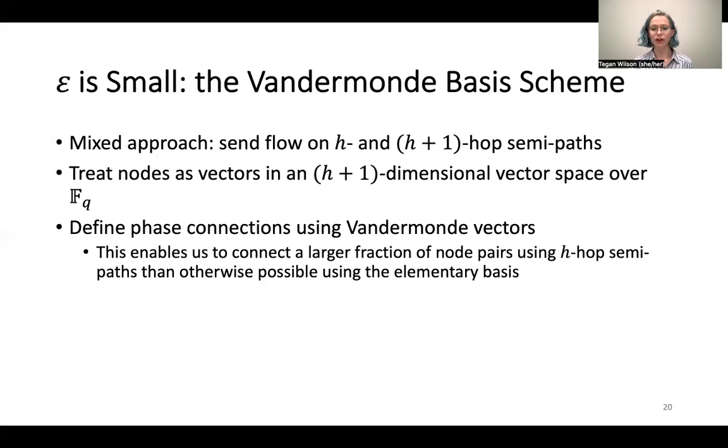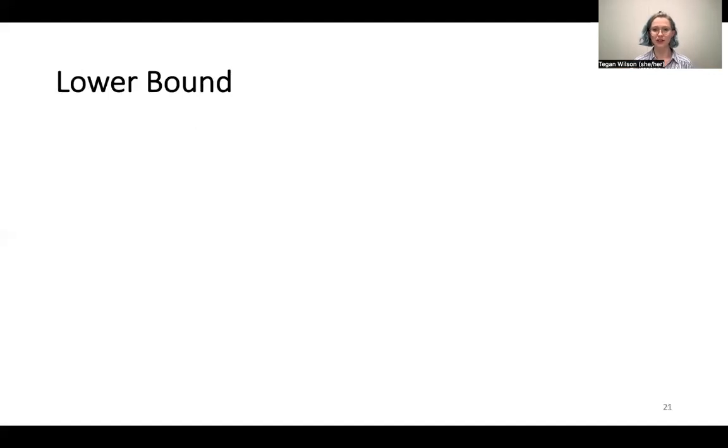And in our paper, we carefully show that this approach covers the case when epsilon is small, that we are in fact able to send enough flow on h-hop semipaths when our latency is about the right size that we want it to be. And that wraps up our upper bound section with those two different protocols. So now I'll be moving on to the lower bound section.